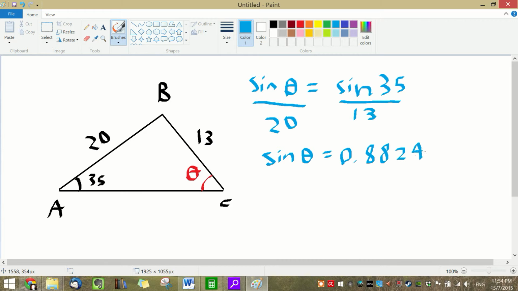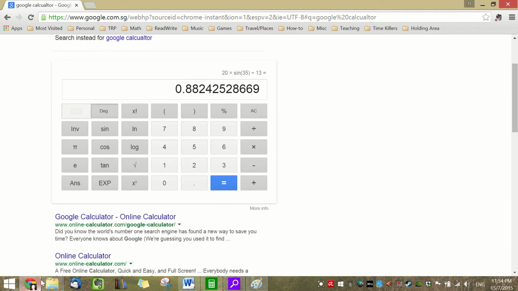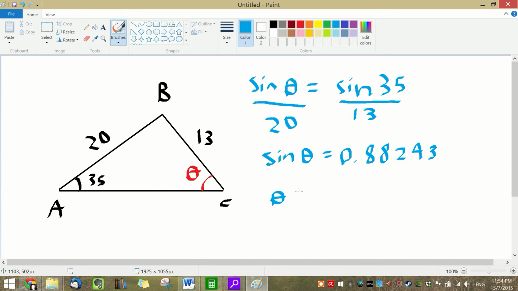Of course, here is where it gets icky, because there will be two answers for theta now. Your calculator will only give you the smaller one. So go ahead and press arcsine 0.88243. In fact, I'll do it on my Google calculator to show you. Arcsine 0.88243, and then we'll actually get 61.936.